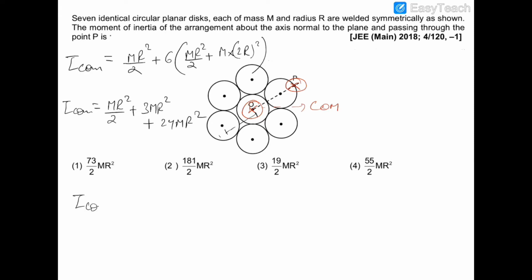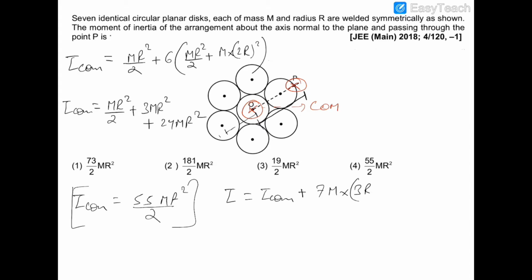So ICOM is equal to 55 mr square by 2. You can see that. So this is the moment of inertia of the system about center of mass. Now we have to find out the moment of inertia about this axis P. So I would be equal to ICOM plus the mass of the system, which is equal to 7m, and the distance between these two axes is equal to this one. So this distance is equal to 3r. So this is 3 into r whole square.